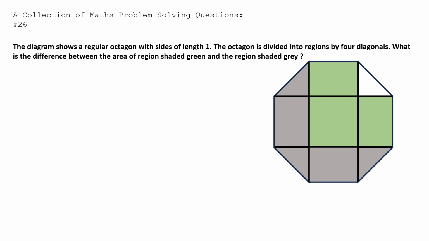So I will start with, let me just write down the length of the sides. So they're all equal and they're all 1. Now what we have to do is find the area of all of these shapes.